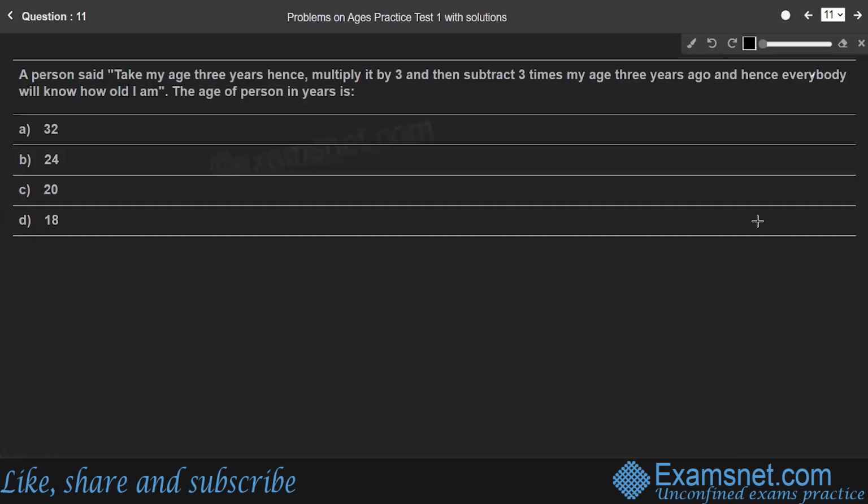Question 11. A person said, take my age 3 years hence, multiply it by 3 and then subtract 3 times my age 3 years ago, and hence everybody will know how old I am. The age of the person in years is. So let us assume his present age is x years, right?